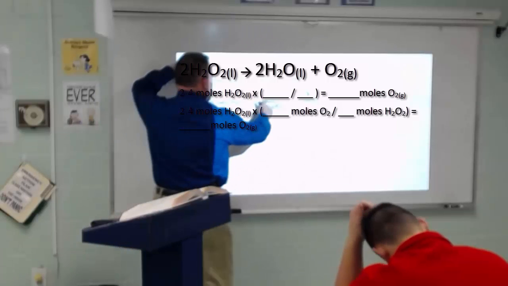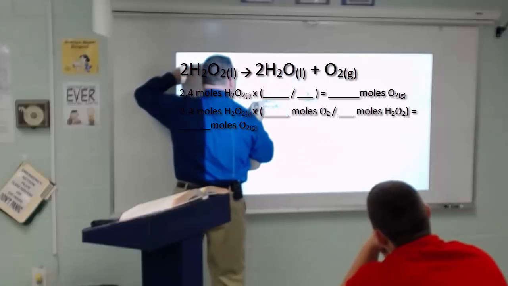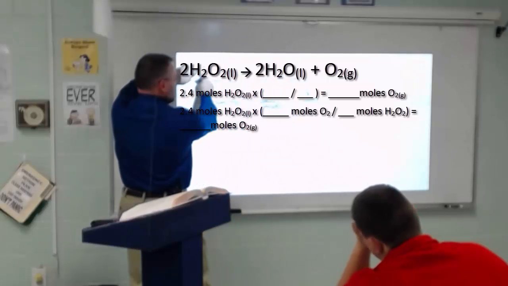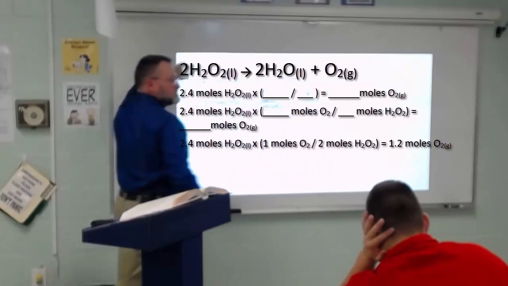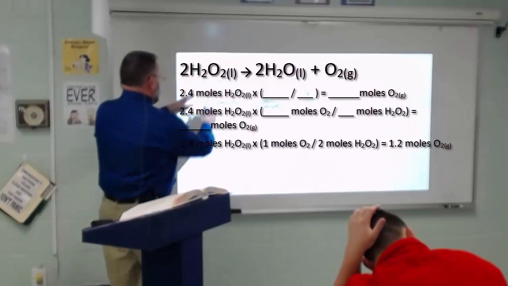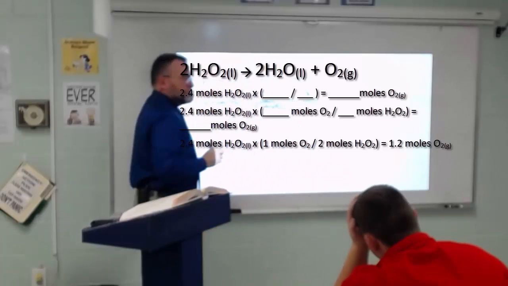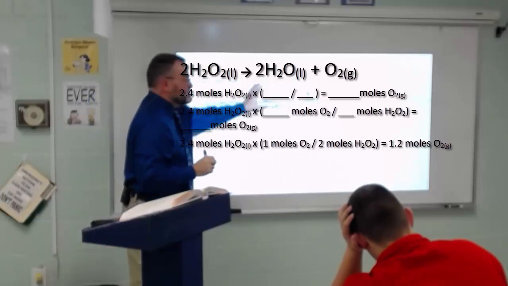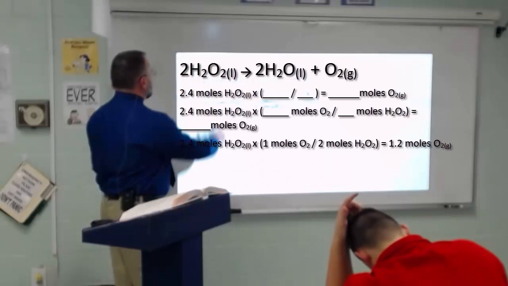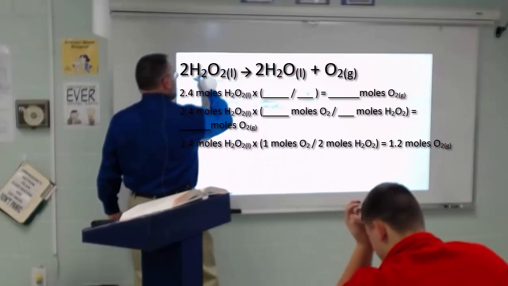So, moles of O2, how many do I have? 1. I have 1 mole of O2, and when I have 1 mole of O2, it comes from how many moles of H2O2? 2 moles. I do the math. So 2.4 times a half is going to be 1.2. I get my statement of equality for my conversion from my balanced chemical reaction formula. For every 2 of H2O2, I also get 1 of O2.